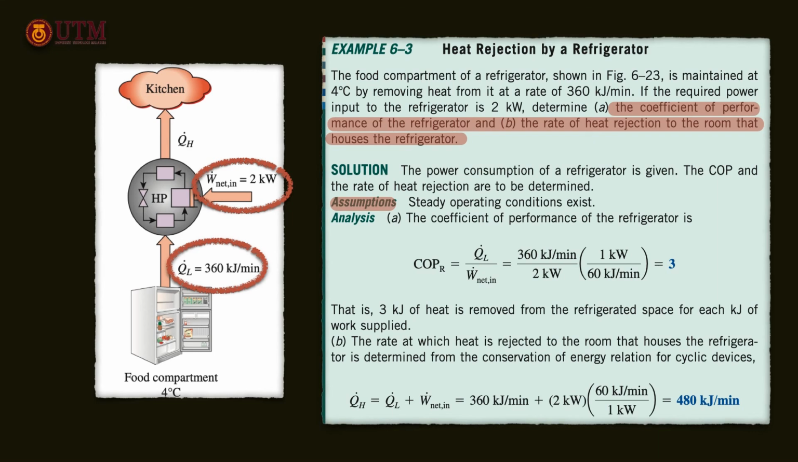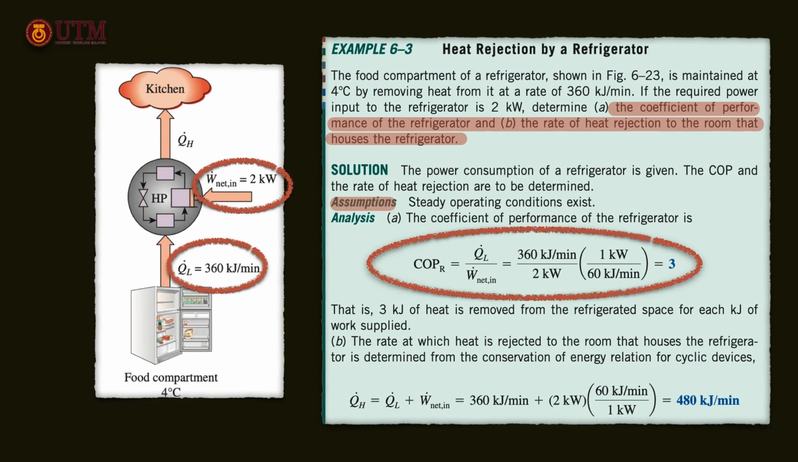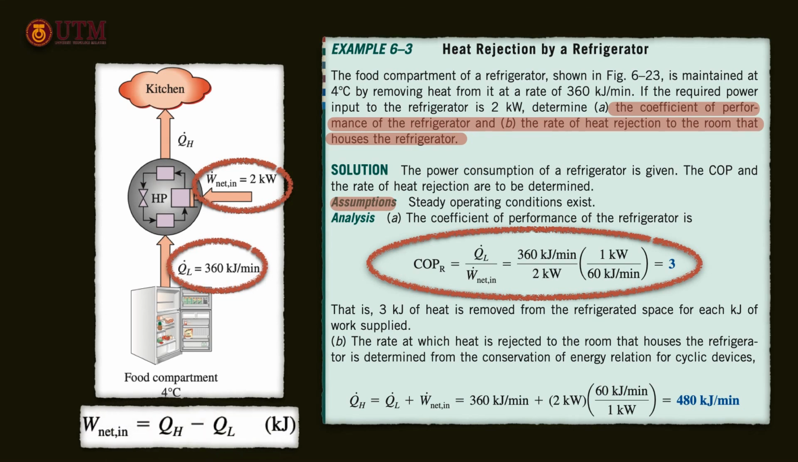Based on the answer obtained, 3 kilojoules of heat is removed from the refrigerated space for each kilojoule of work supplied. As demonstrated, the rate at which heat is rejected to the room is determined from the conservation of energy relation for cyclic devices.